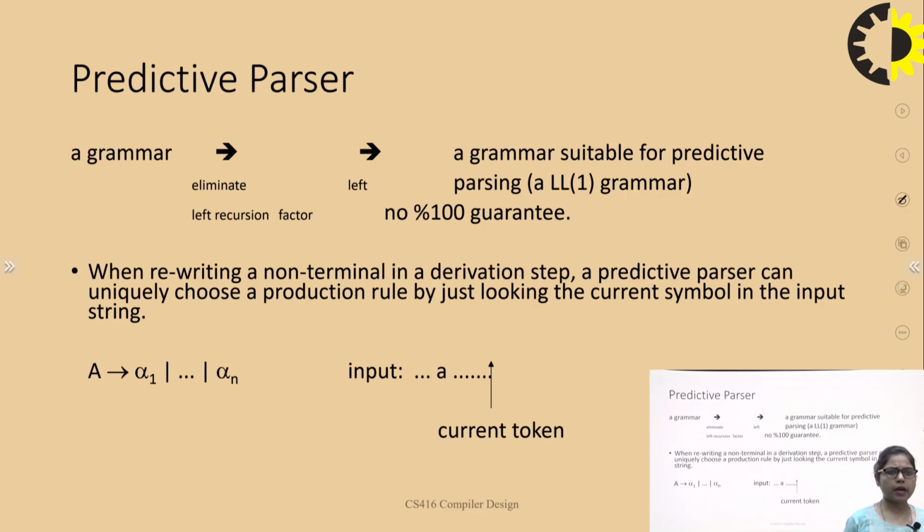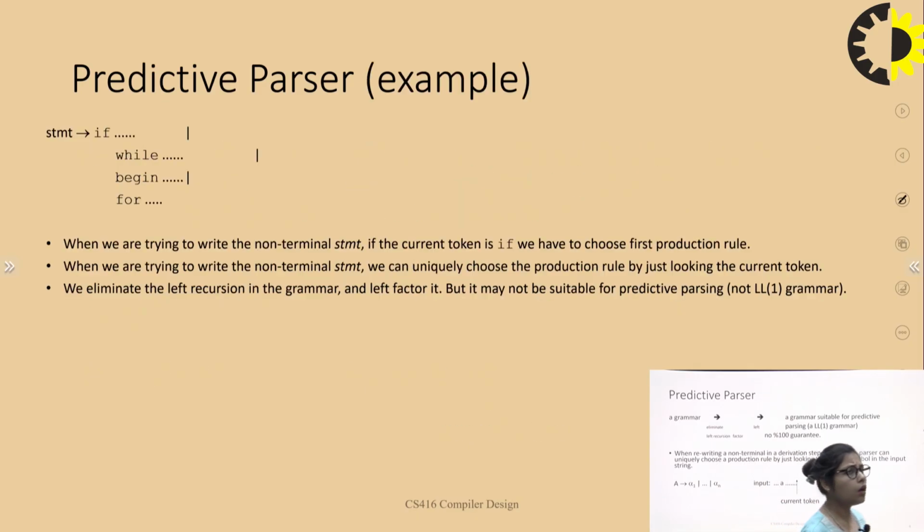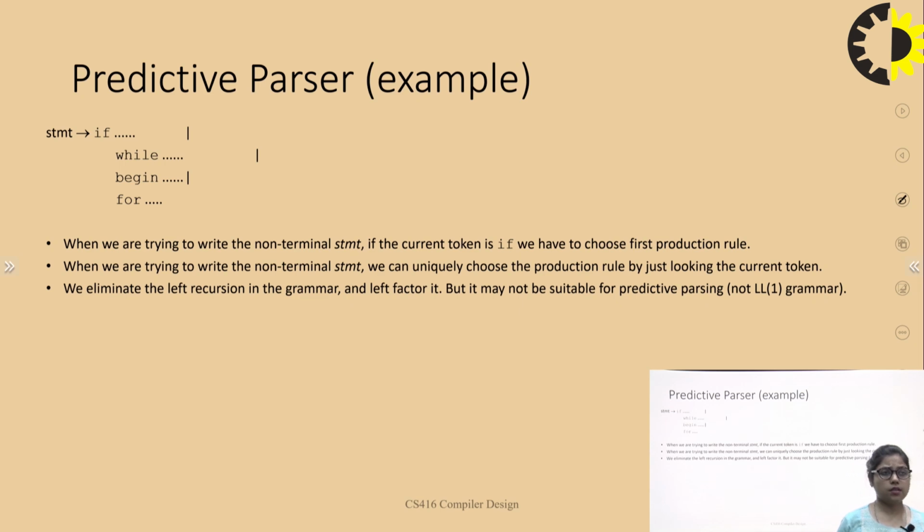There is no 100% guarantee of getting our solutions properly, but it will guarantee some extent of solution. When rewriting a non-terminal in a derivation step, a predictive parser can uniquely choose a production rule by just looking at the current symbol in the input string, right?